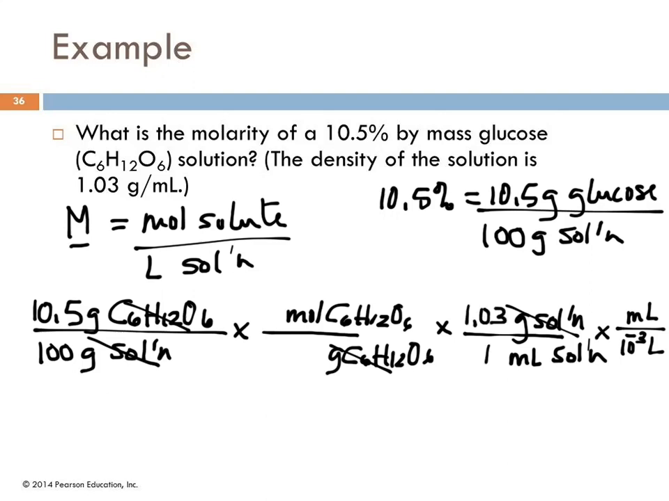1.03 grams per 1 milliliter. And then here I need the molar mass. So 6 times 12.01 plus 12 times 1.008 plus 6 times 16, 180.2. So 10.5 divided by 100 divided by 180.2 times 1.03 divided by 1 EE minus 3 equals 0.600 molar. Any questions?